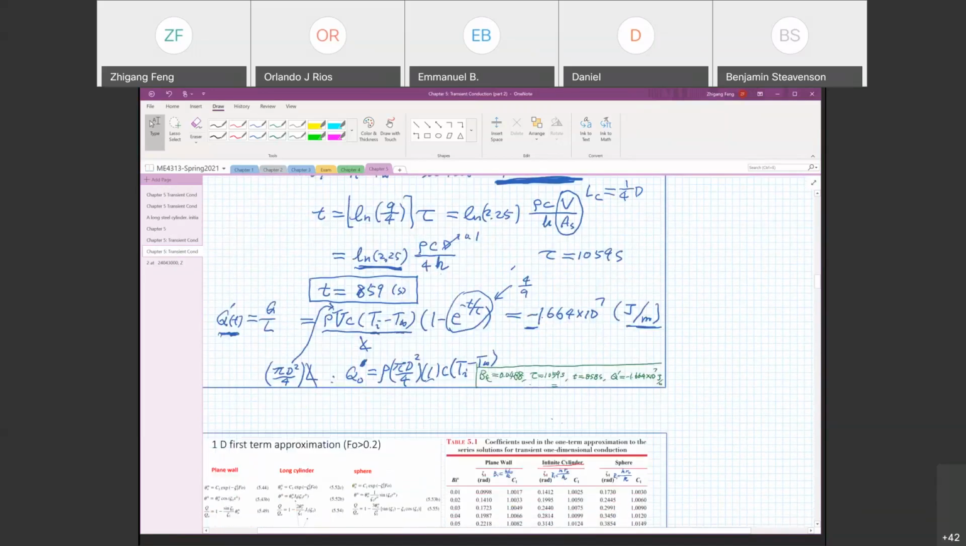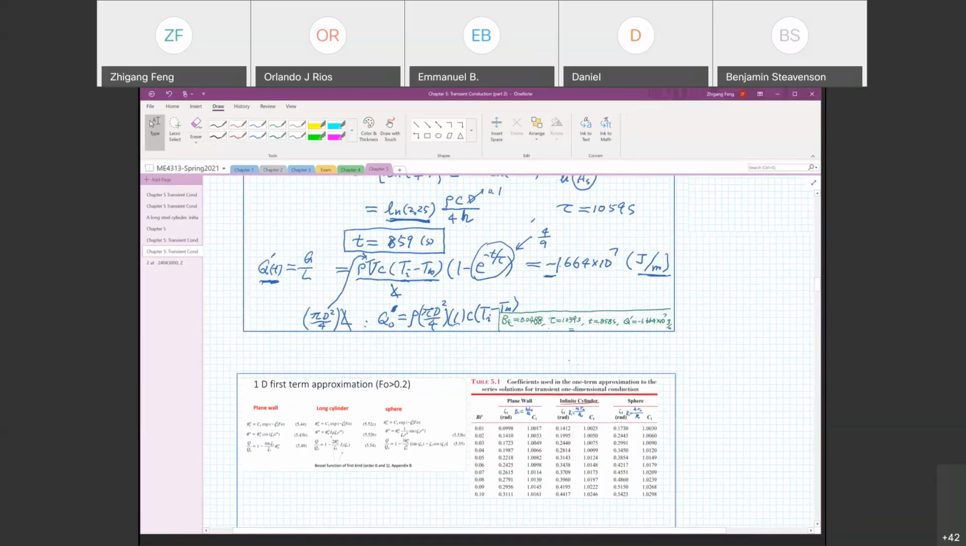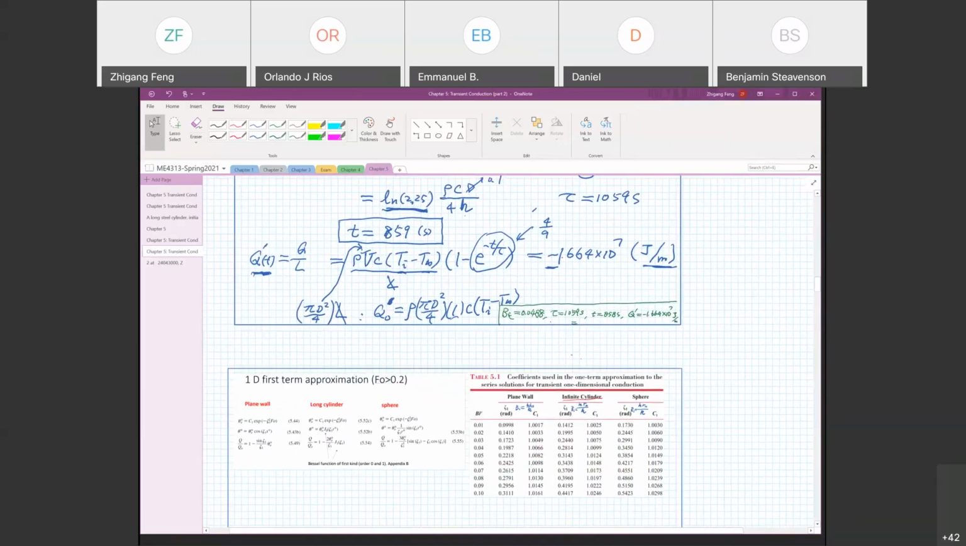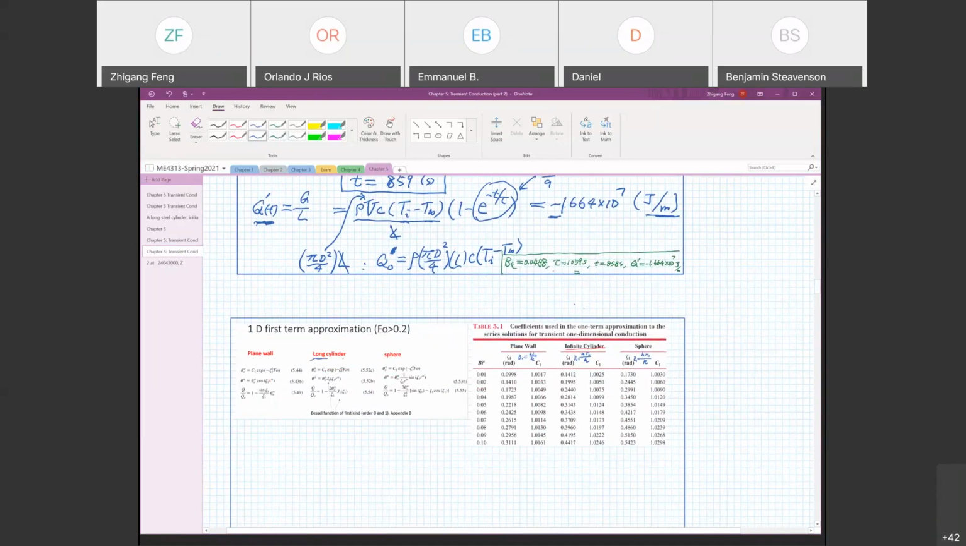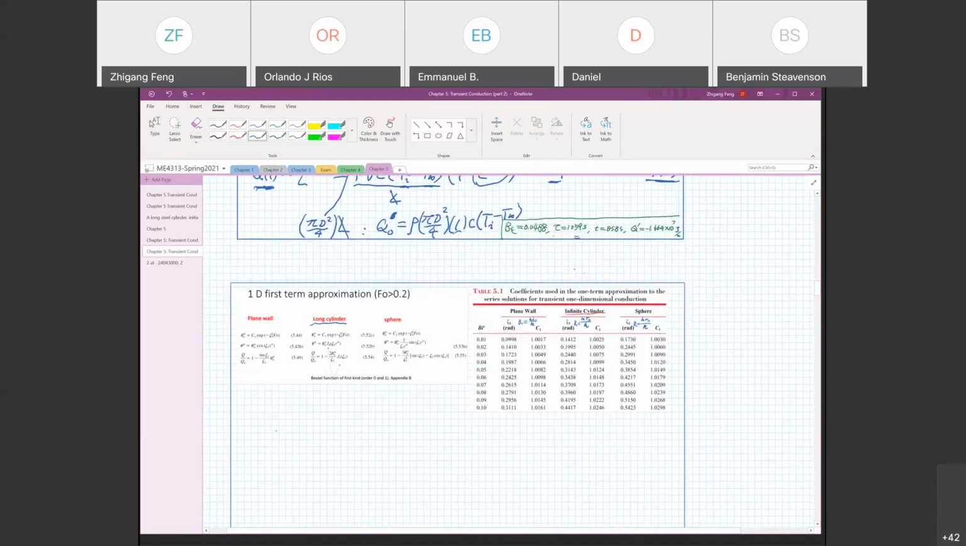For the same problem, we can solve it using the exact solution. Since it has a simple geometry, it's a long cylinder, so we do have an exact solution for a long cylinder. Okay, so let's solve the same problem using the exact solution.